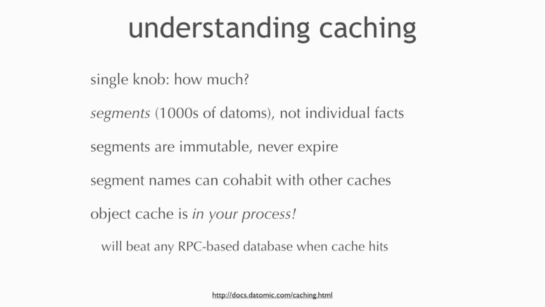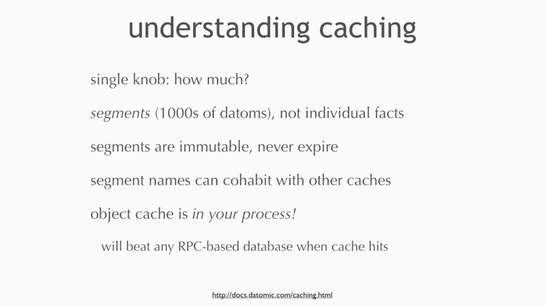Datomic manages segments of index, and it puts them in your peer process, whether it's the peer library in your application or the peer server, based on some guesswork about what you're going to need, and of course based on what you've asked for. Right? If you've asked for something, you clearly need it. But when you've asked for something, it's reasonably likely that you're going to need things near that, things like that. So Datomic does some stuff there, which means that caching is super easy. You really just have one knob. How much cache do I want?